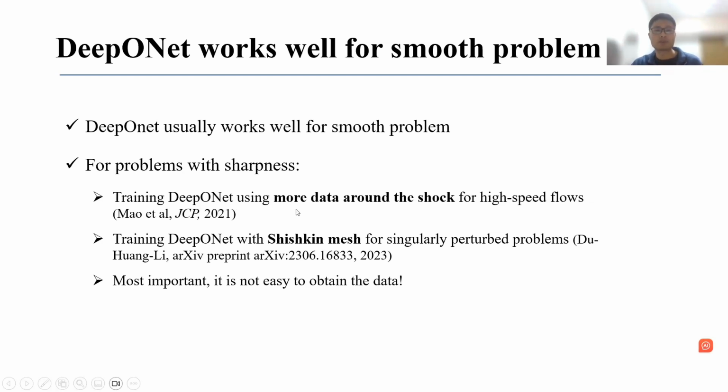When you use DeepONet with data, you may use more data along the shock, along the sharp interface. This is based on having prior knowledge of the location of the sharpness. Another example is a special mesh, which is also a non-uniform mesh. But I think the most important point is that for this kind of sharp interface problem, it is not easy to obtain data, because DeepONet and all this kind of operator learning is based on the data you obtain. You cannot get a lot of data. I think this is the most important issue for this kind of problem.